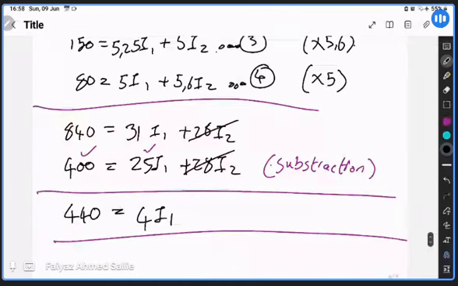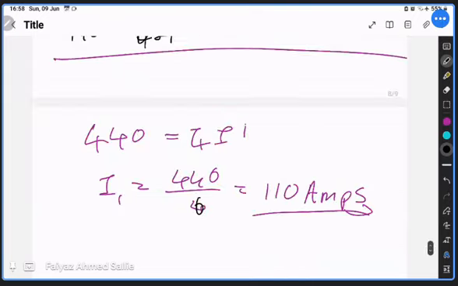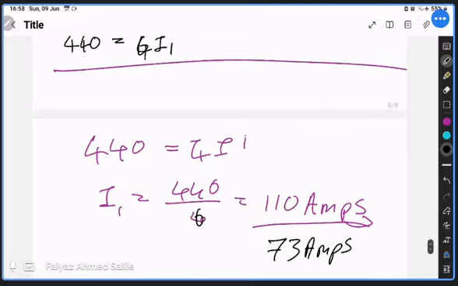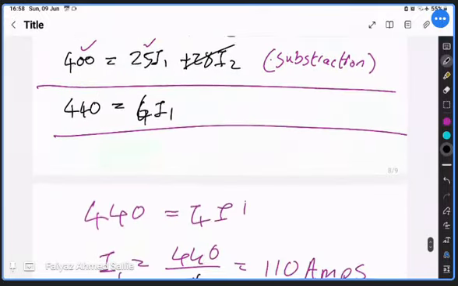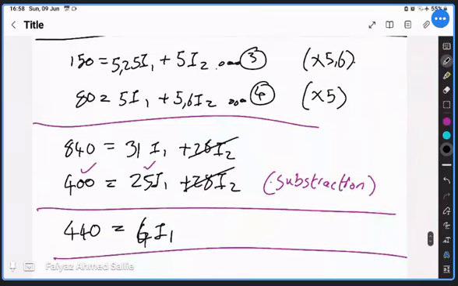Let's go down. So we have 6. So then we're going to divide by 6. So 440 divided by 6 is equal to 73 amps. And we look at our memo and we see 75. What? Sorry, just hold on, guys. Let me just see here.